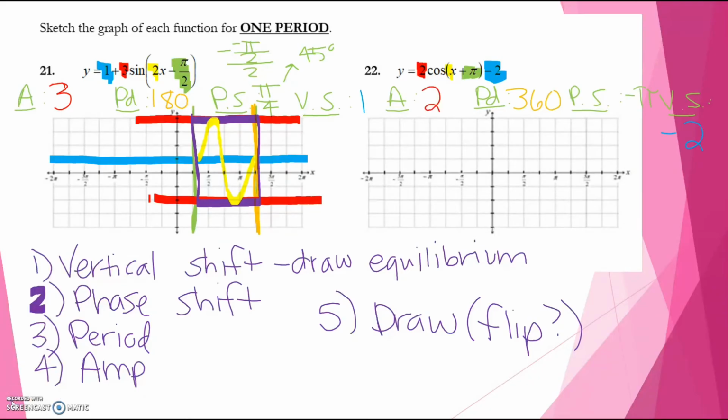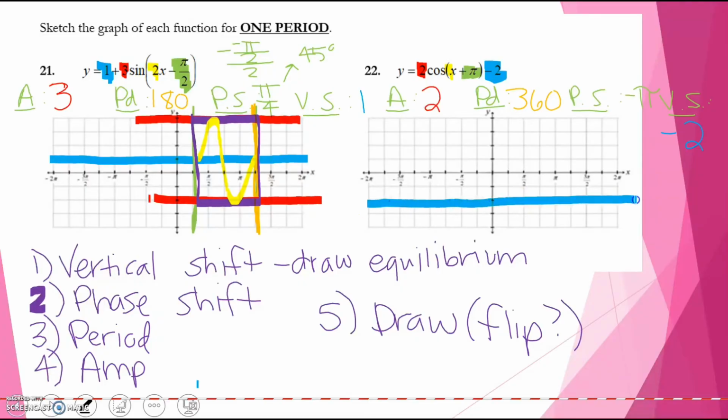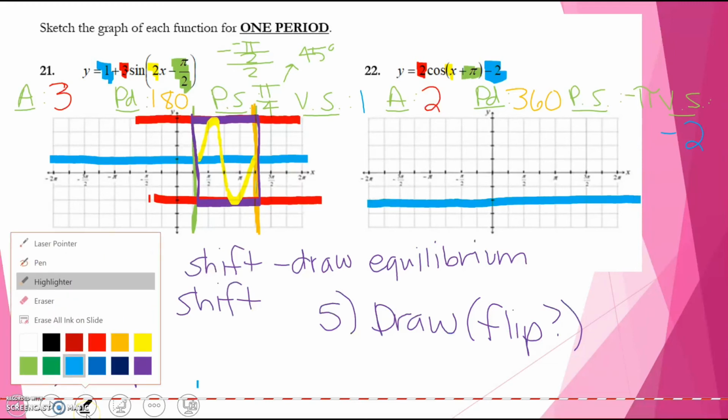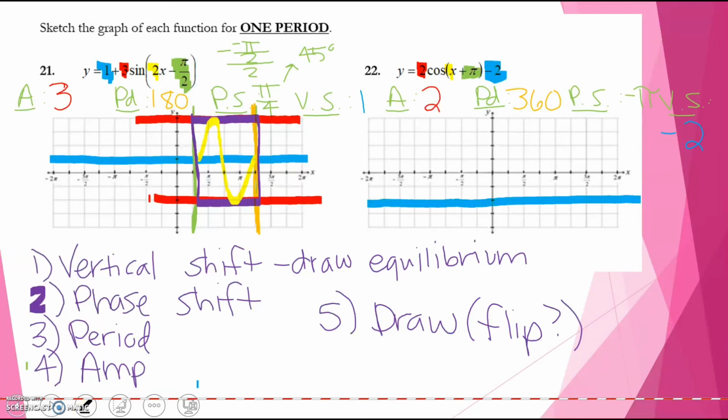So for 22, the amplitude is 2, the period is 360, the phase shift is negative pi or negative 180, and the vertical shift is negative 2. So the first thing I do is I draw my vertical shift, so it's negative 2, so that means the equilibrium will be down 2 from the axis, so right there. The next thing I do is the phase shift. So this is being shifted negative pi. So what that means is it's going to start over at negative pi.